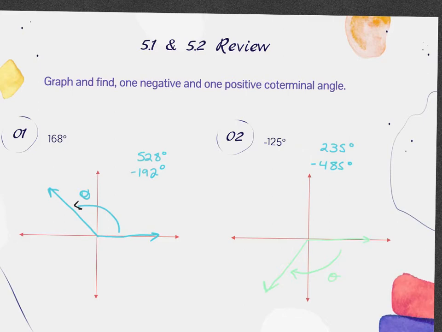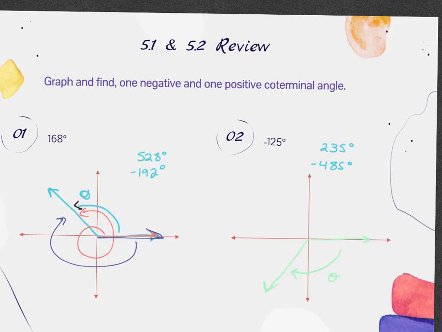And then your positive coterminal, I add 360 and I get 528. Subtract 360 to get the negative one, and it's negative 192. So if you had drawn 528, it should start and stop the same spot. It just goes around one more time. And if you had drawn the negative 192, it still starts and stops the same. It should just go in the other direction.